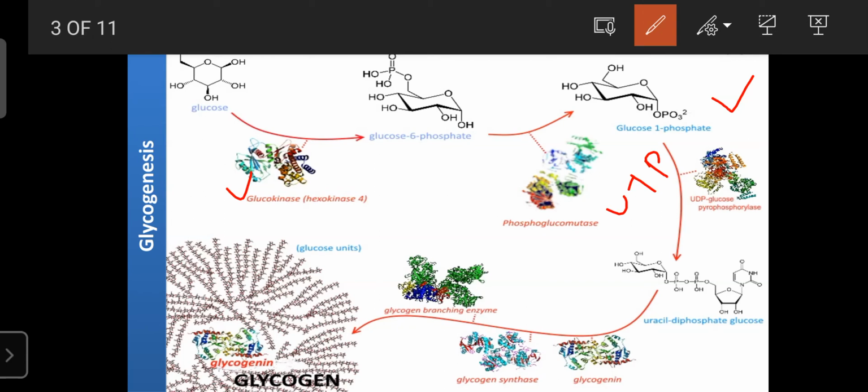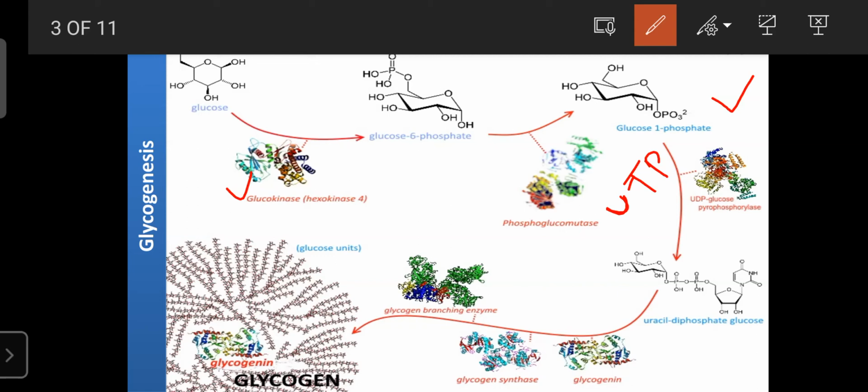Later on, in the presence of UTP, uridyl triphosphate, and the enzyme UDP-glucose pyrophosphorylase, another important enzyme, glucose 1 phosphate is converted into UDP glucose, or uridine diphosphate glucose. This is another key enzyme in glycogenesis, which requires uridyl triphosphate. This enzyme converts glucose 1 phosphate into UDP glucose. So it is another step of glycogenesis.